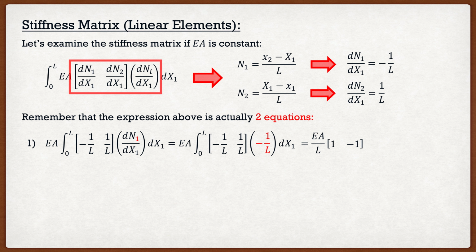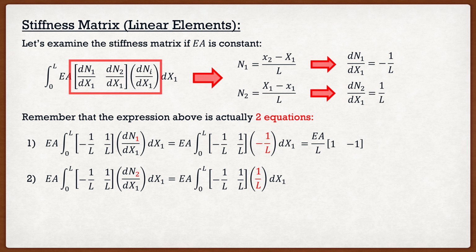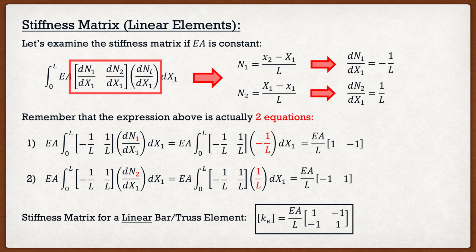Similarly, I'm going to move on to my second equation, and instead of taking the derivative of N1, I now take the derivative of N2, our second shape function, which gives me 1 over L in this expression. From here, we can solve, and we get EA divided by L, and then the vector negative 1, 1. So we can conclude that the stiffness matrix for a linear bar or truss element is simply going to be EA divided by L, and then the matrix [1, -1; -1, 1].